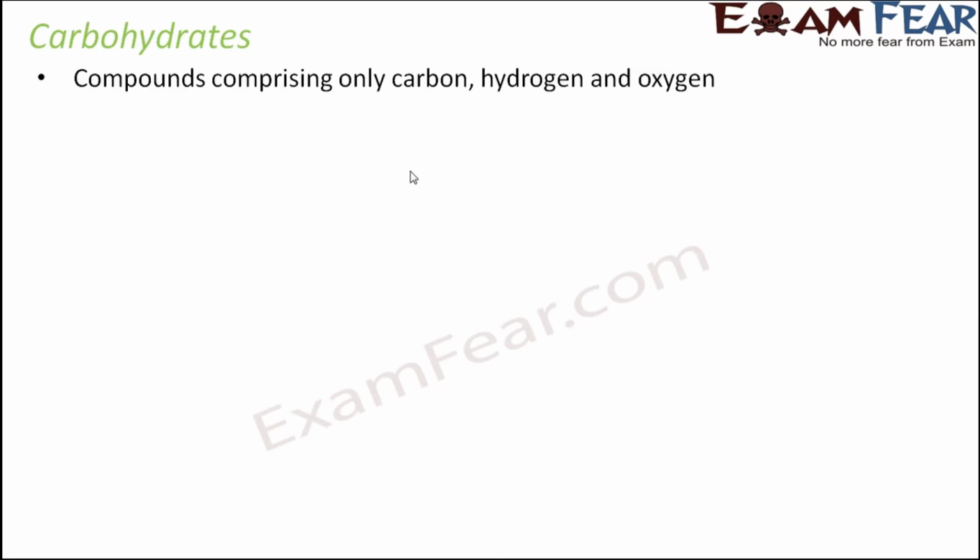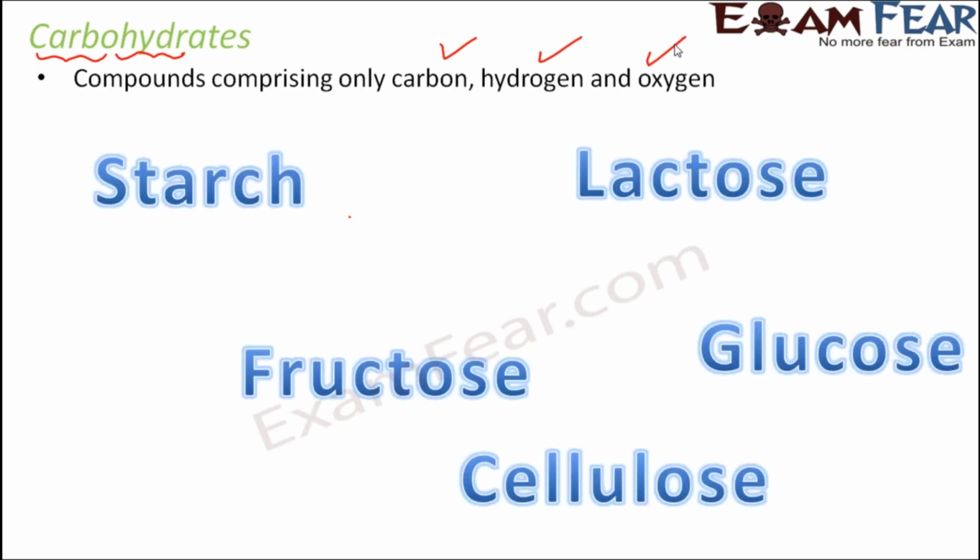Now, even before that, what exactly are carbohydrates? We know that they are nutrients, but when you look at them chemically, they are made up of carbon, hydrogen and oxygen. So that is why they are called carbohydrates. Carbo is from carbon, hydro is from hydrogen, and it also contains oxygen. So these are the three important constituents of all carbohydrates. Some examples of carbohydrates are starch, lactose, glucose, fructose, cellulose. These are all examples of carbohydrates.